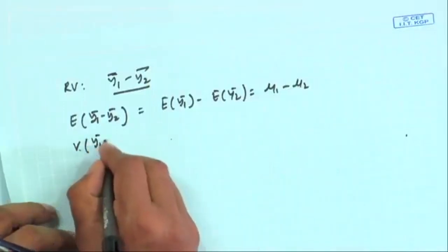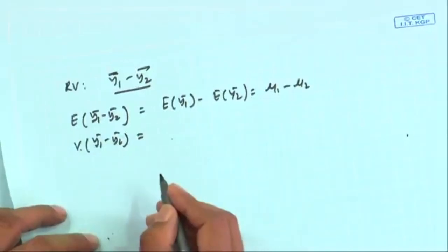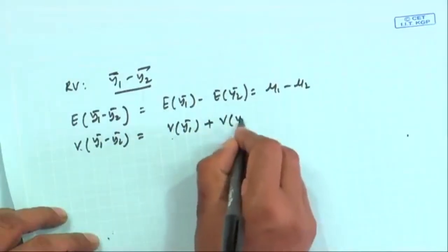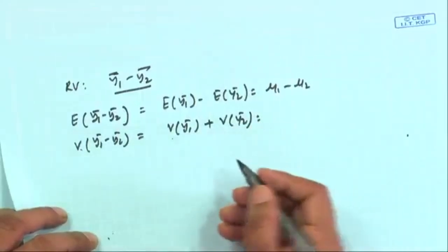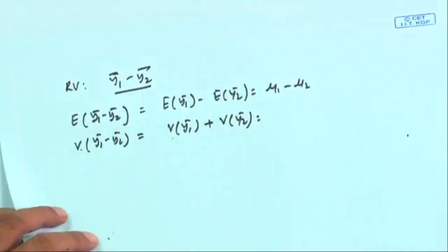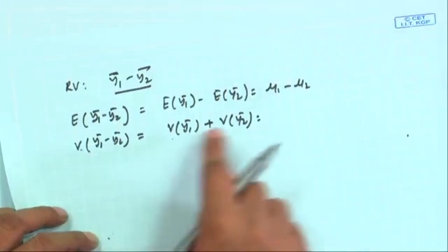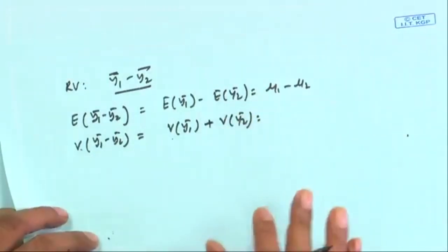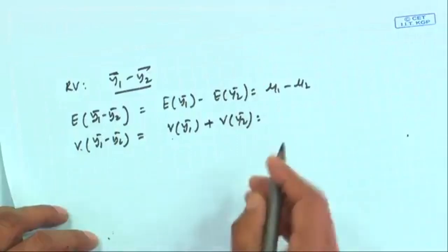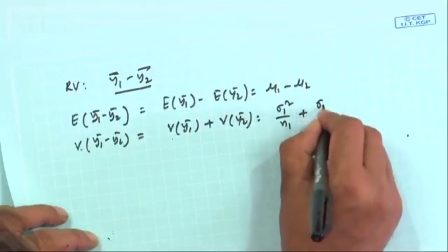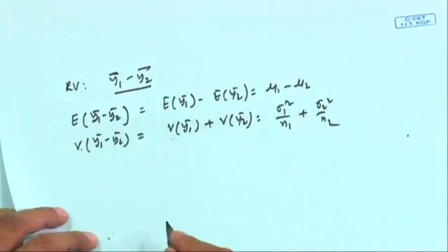Similarly, the variance of y1 bar minus y2 bar is important. This will be the variance of y1 bar plus the variance of y2 bar. I have explained why earlier, and there is no covariance part because the two samples are collected from two different populations and they are independent in nature. So, this will be sigma1 square by n1 plus sigma2 square by n2.